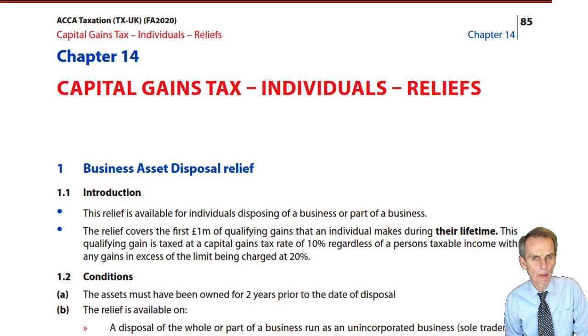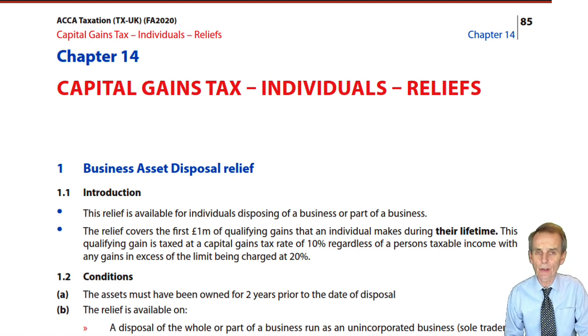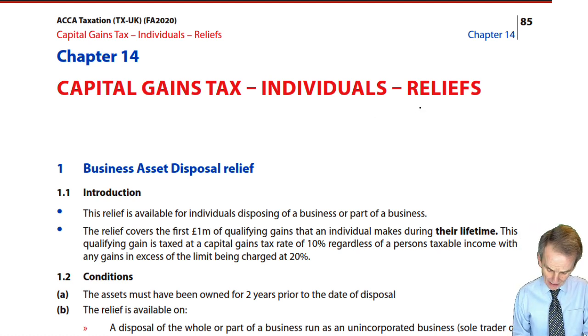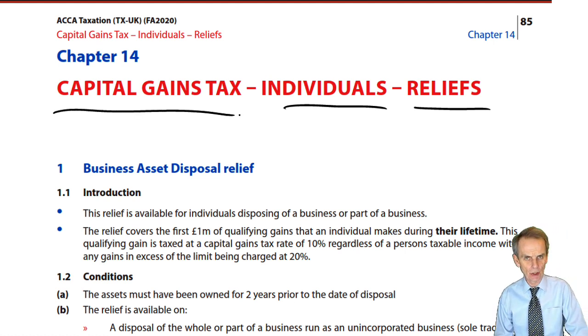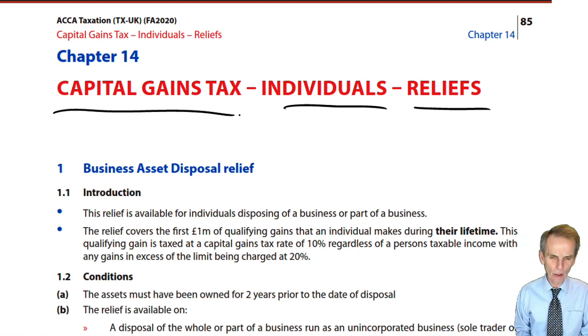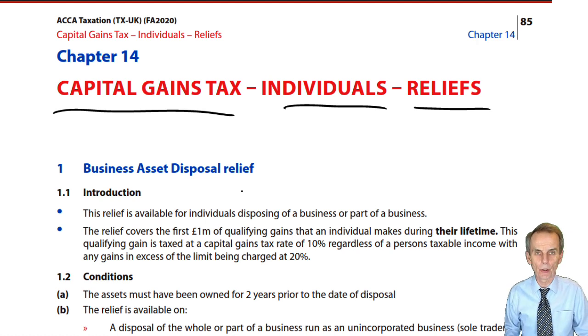In this chapter, we turn our attention to reliefs that are available to individuals within the CGT system. And before we get locked into any detail, you can see the first of those reliefs to look at here is known as business asset disposal relief. Before we lock ourselves into the technicalities of each individual relief, I just want to do a quick overview of what these reliefs are and the different ways by which they help the taxpayer.